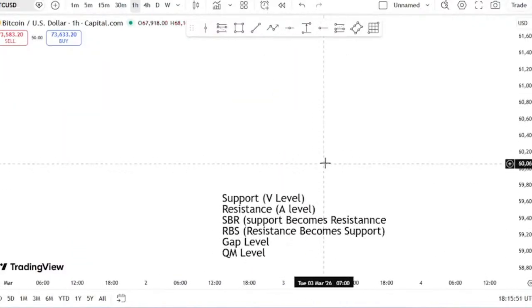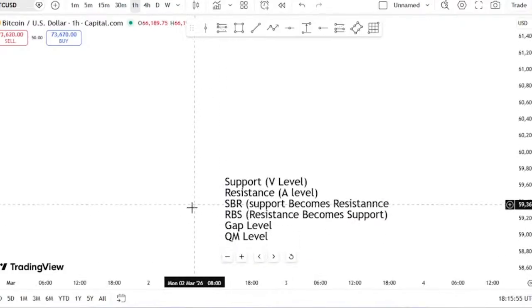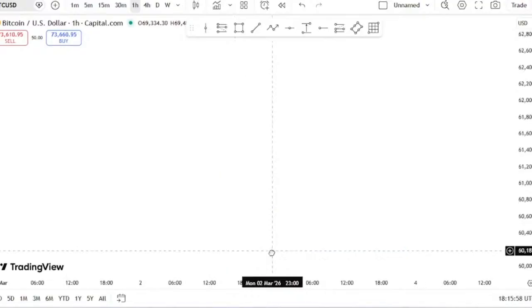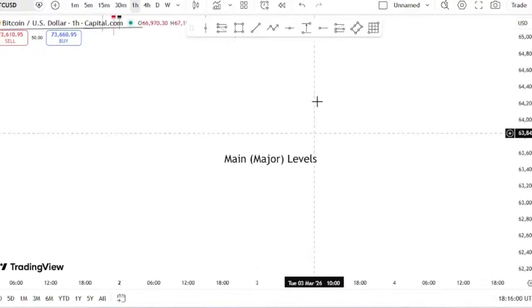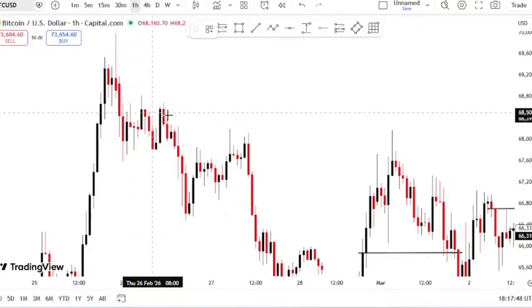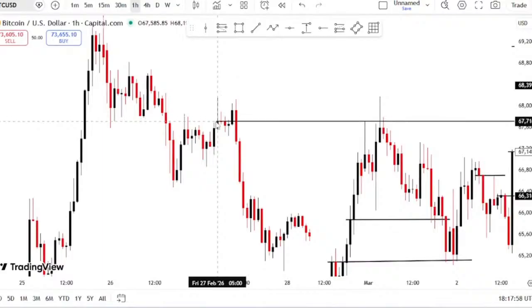Now, the last level that is of importance that price usually reacts from, that you can also take trade from, is the QM level. Now, pay attention. Okay, here you have a support. Here you have a resistance.